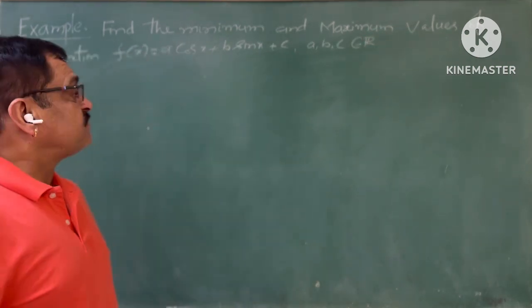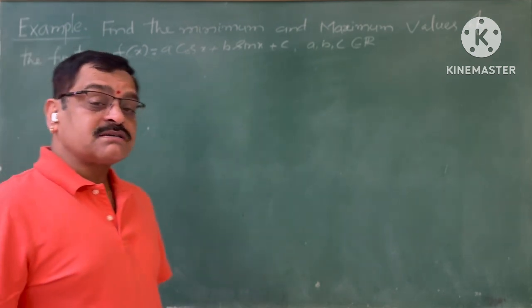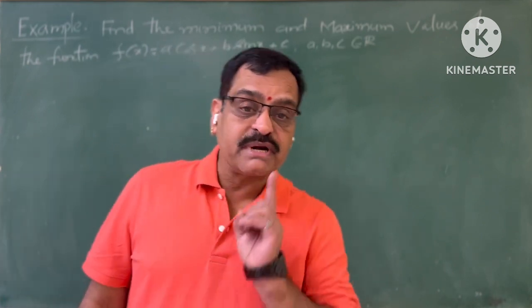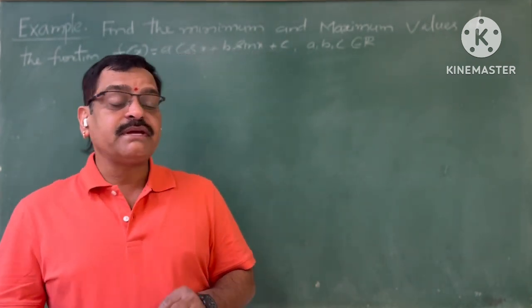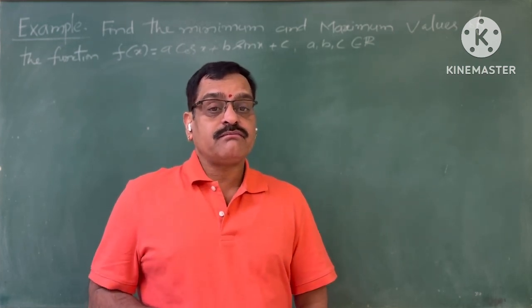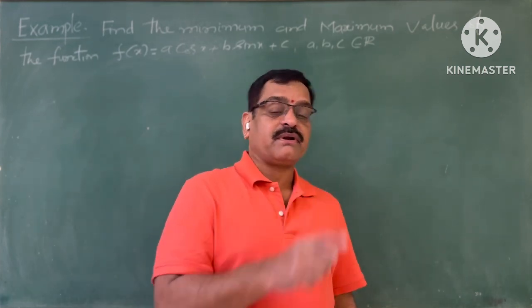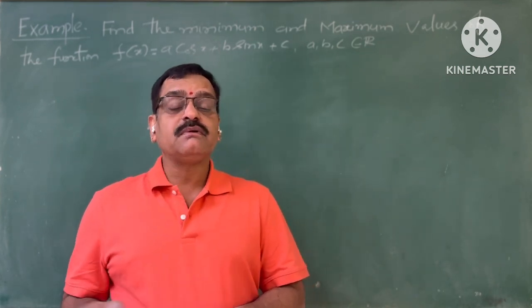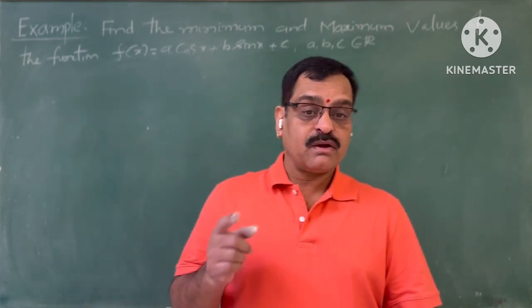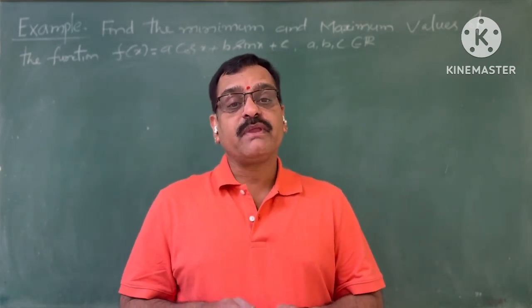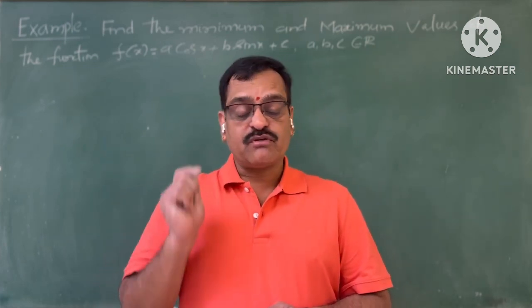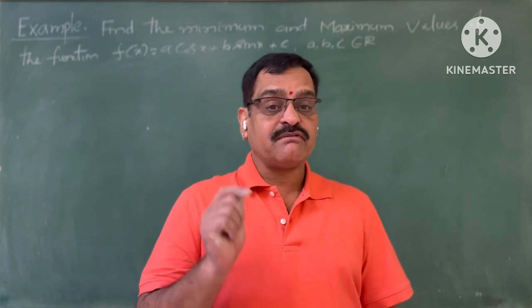So here the function is f of x equal to a cos x plus b sin x plus c, the combination of two trigonometric functions sin and cos. See, the calculus is very easy. If you are very good in algebra and trigonometry, most of the people feel that calculus is very tough, understanding is very difficult. No, it's not a correct statement. If you are very good in algebra and trigonometry, solving the questions from calculus is very easy.